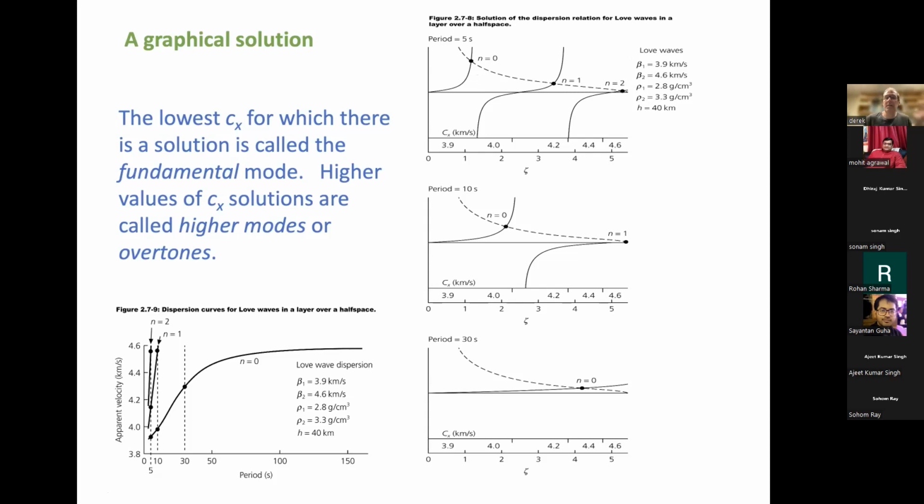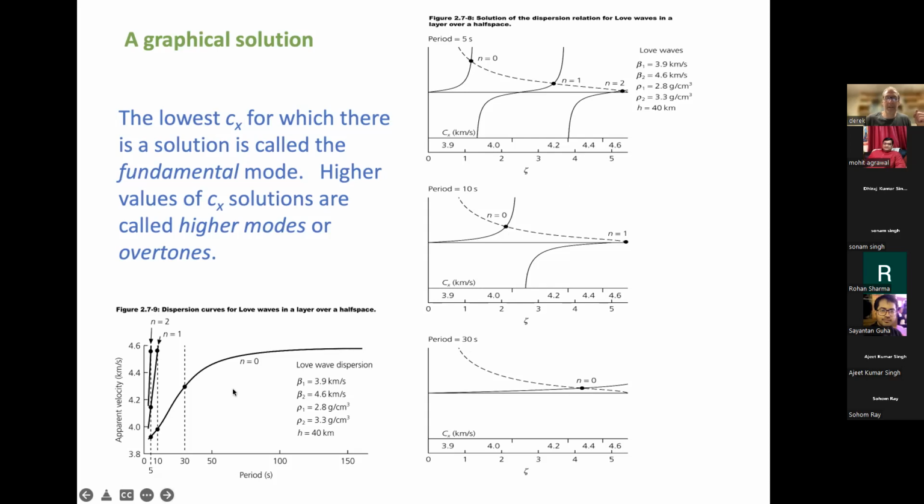The lowest c sub x solution is called the fundamental mode, and higher values of c sub x are called higher modes or overtones. And we can see that the number of overtones that exist reduces as I go to longer and longer wave periods. So for a 10-second wave, we just have the n equals 0 and n equals 1. And for a 30-second wave, we just have n equals 0.